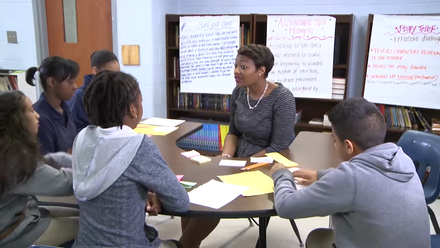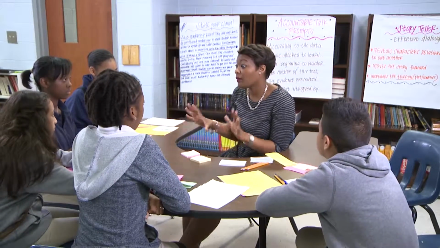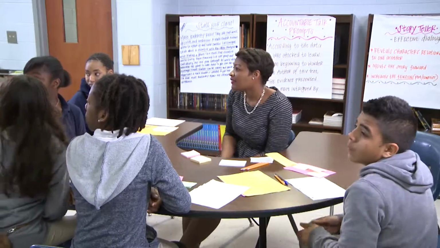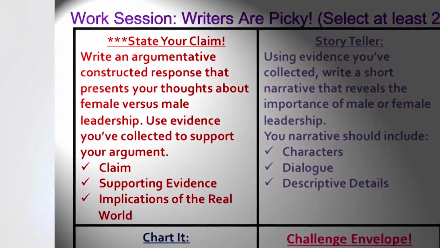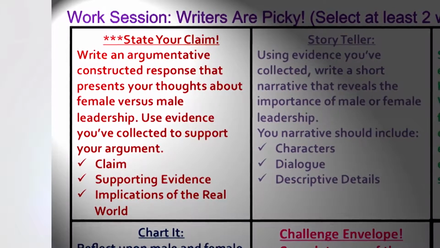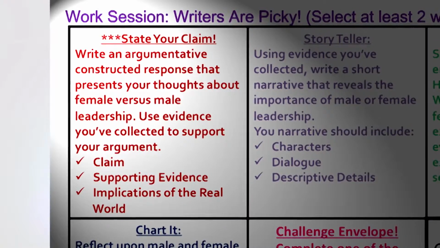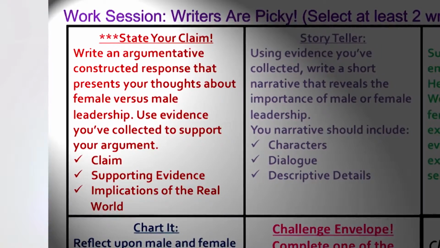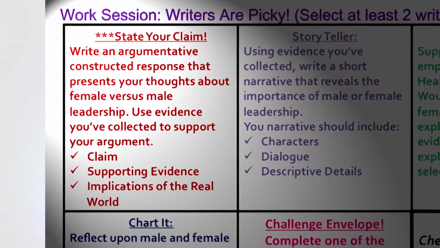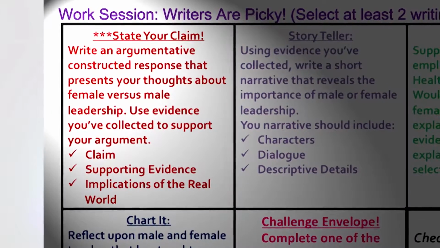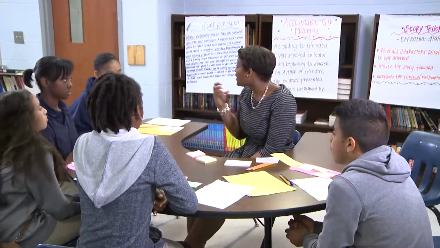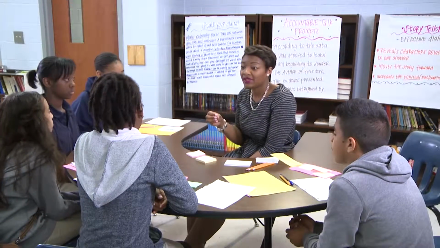All right, before we get started, I want to set our purpose for being here and remind you what our writing task is, okay? Let's look up at the screen. The State Your Claim task says that we're going to write an argumentative, constructed response that presents your thoughts about female versus male leadership. It says you're going to use evidence that you've collected to support your argument. There are 3 things I want to make sure that you do. Claim statement, supporting evidence, and implications to the real world, okay?